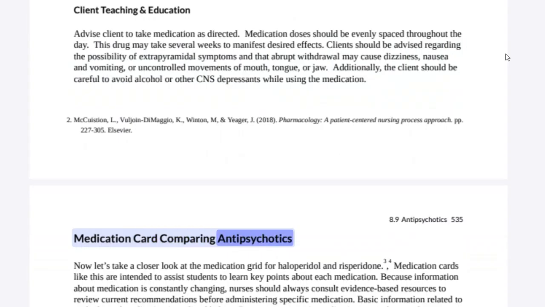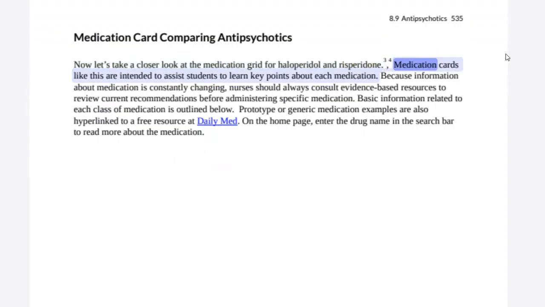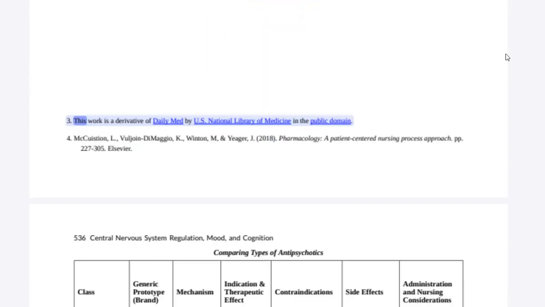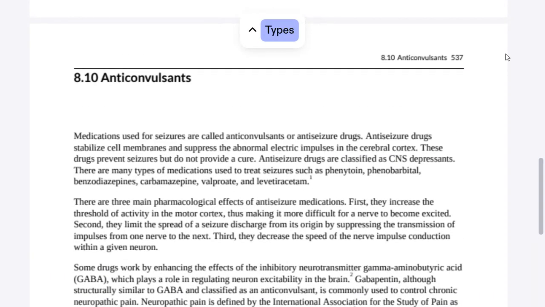Medication card comparing antipsychotics. Now, let's take a closer look at the medication grid for haloperidol and risperidone. Medication cards like this are intended to assist students to learn key points about each medication. Because information about medication is constantly changing, nurses should always consult evidence-based resources to review current recommendations before administering specific medication. Basic information related to each class of medication is outlined below. Prototype or generic medication examples are also hyperlinked to a free resource at DailyMed. On the homepage, enter the drug name in the search bar to read more about the medication. This work is a derivative of DailyMed by U.S. National Library of Medicine in the public domain, comparing types of antipsychotics.